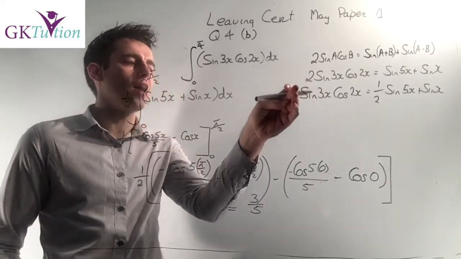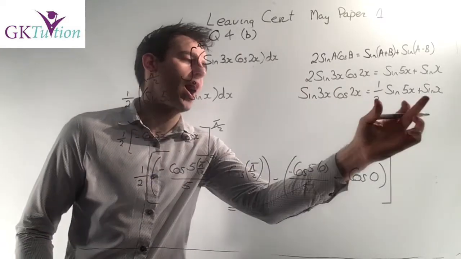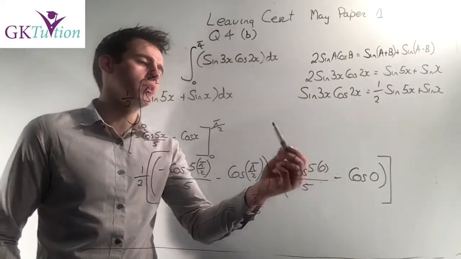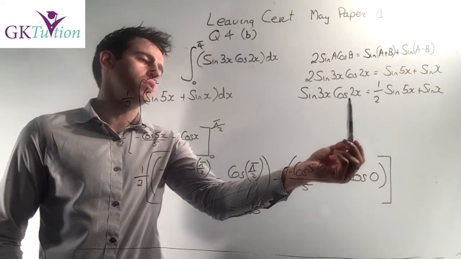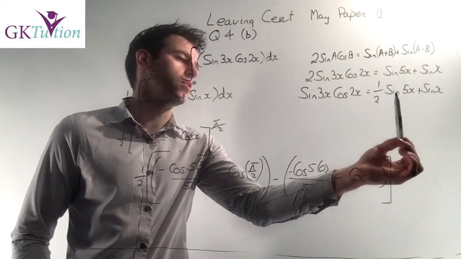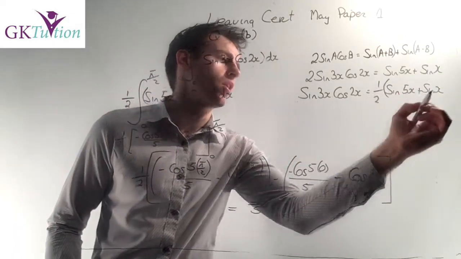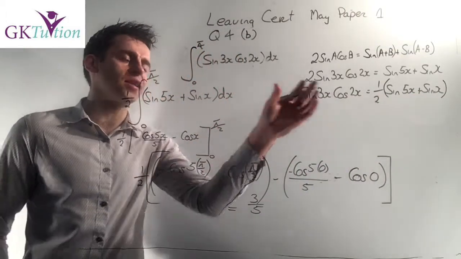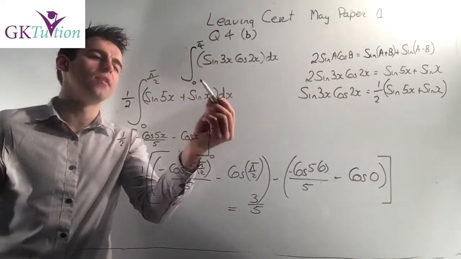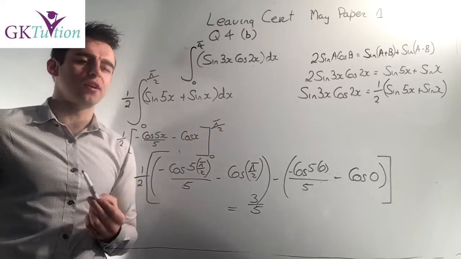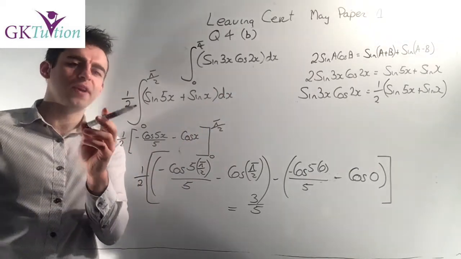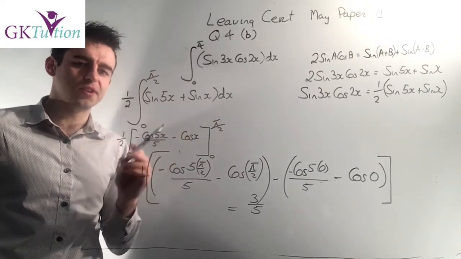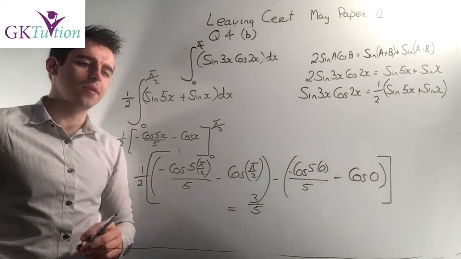So if I've got half of the left-hand side, means you have to get half of the right-hand side. So based on that logic, sine 3x cos 2x is equal to a half times (sine 5x plus sine x). Okay, and that's what I can sub in here. So instead of integrating sine 3x cos 2x, I want to get a half the integral of sine 5x plus sine x. My limits are staying the same.